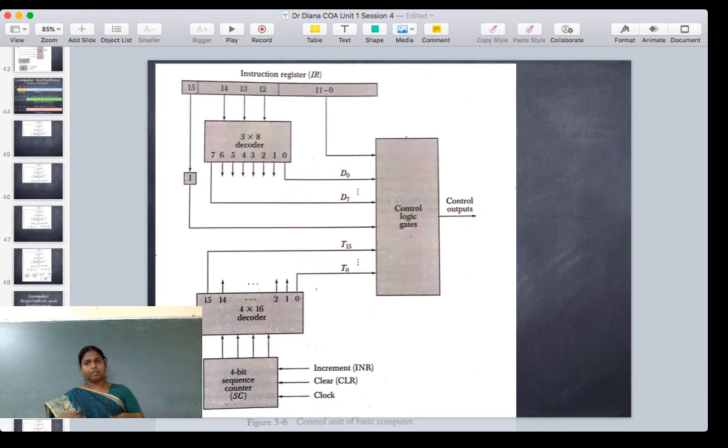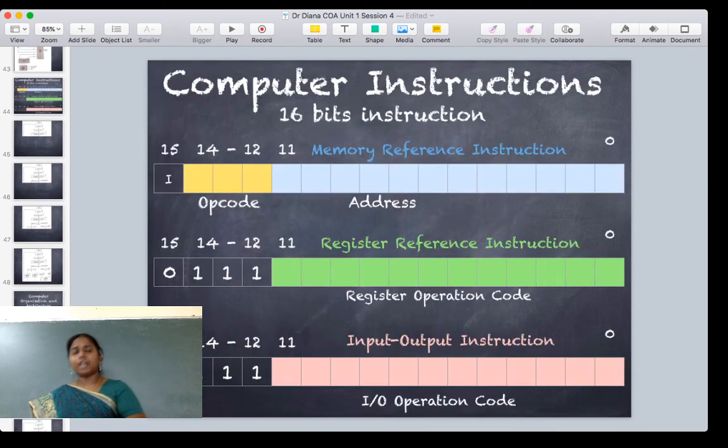I need to tell which devices are active at what point of time, and which component or register will transmit or receive data. All of these depend on the control outputs that I generate out of this circuit. Now we have seen three different types of instructions: memory reference instruction, register reference instruction, and IO instruction. The 4 MSBs of the instruction register indicate the difference between a memory reference instruction, register reference instruction, and IO instruction.